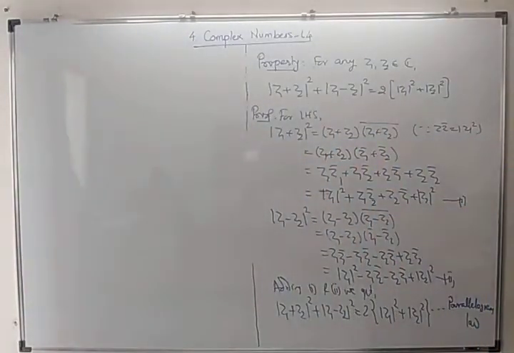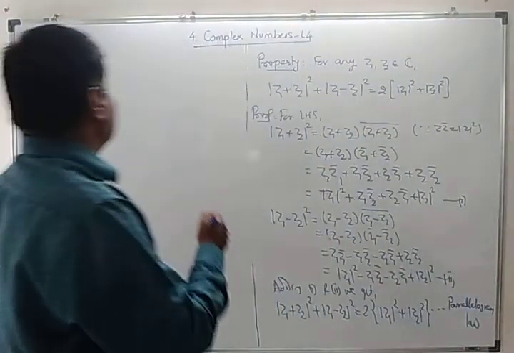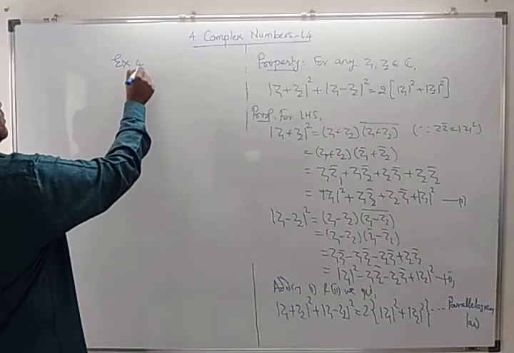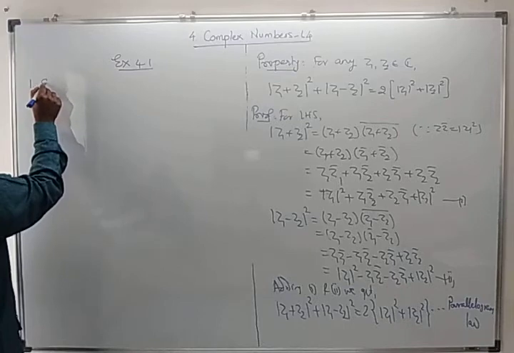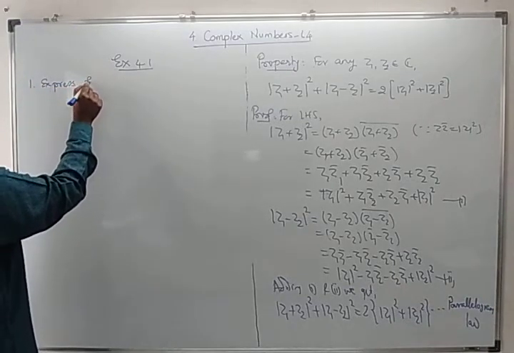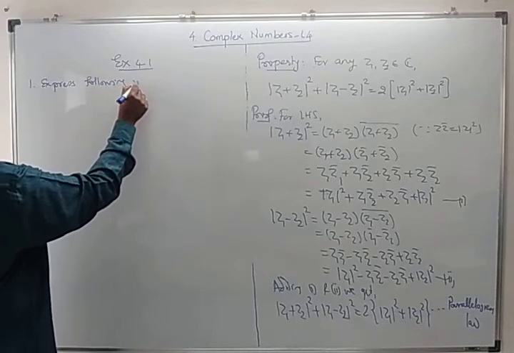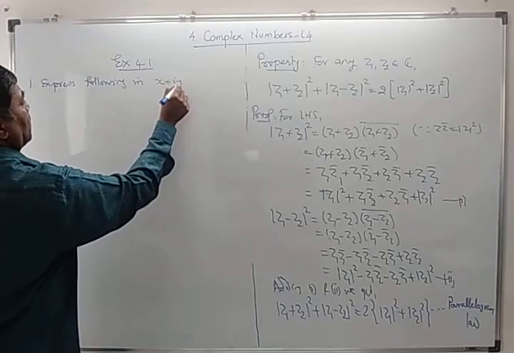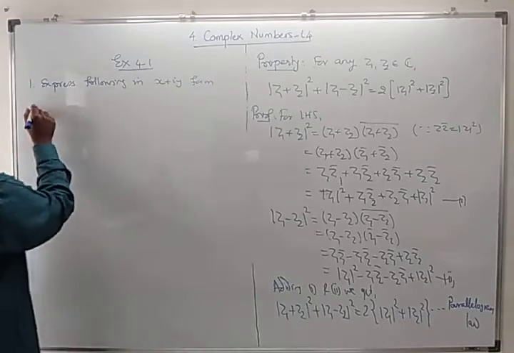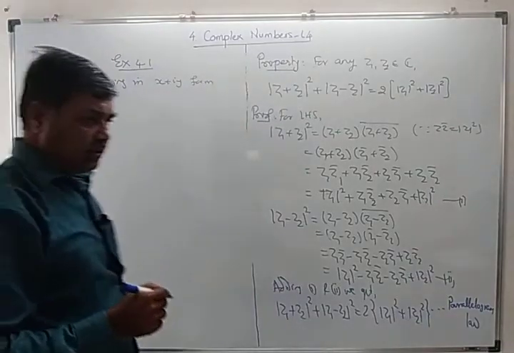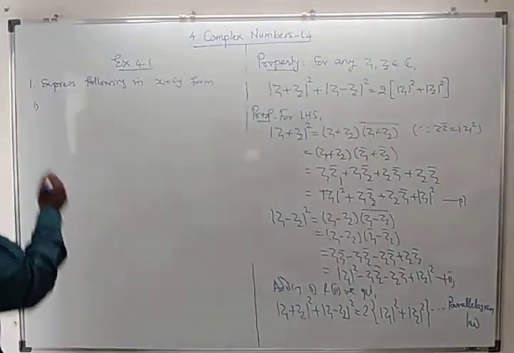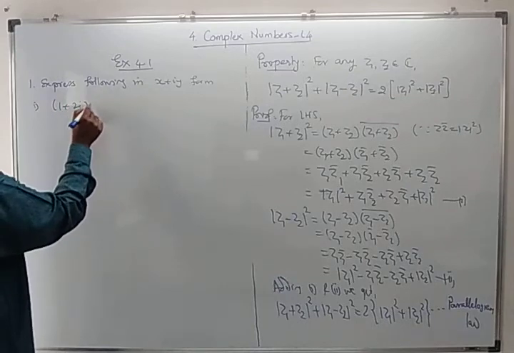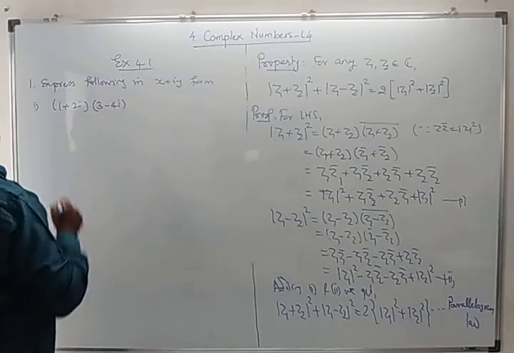Now, we will take examples from exercise 4.1. Express the following in x plus iy form. In that, say, we will take any two complex numbers, 1 plus 2i and 3 minus 4i. Okay.